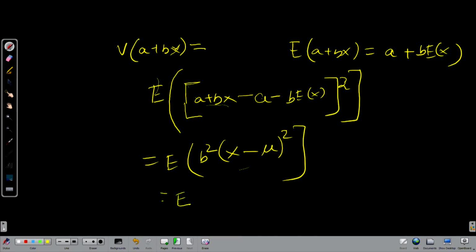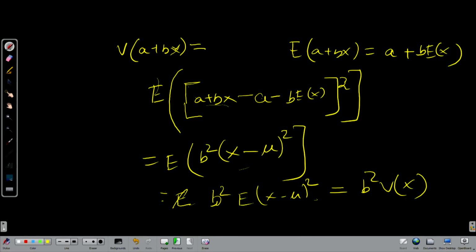So what is this? E of b square, I can bring b square out. Let me cut this. So this is b square E of x minus mu whole square. Okay, what is x minus mu whole square? X minus mu whole square is nothing but V. So this I can write as b square V of x.